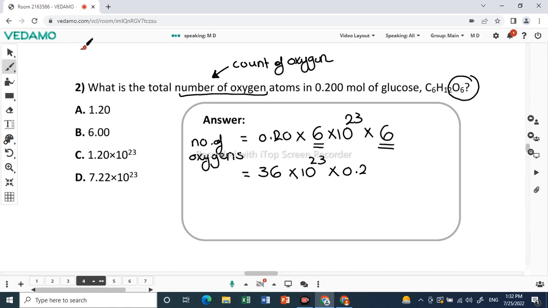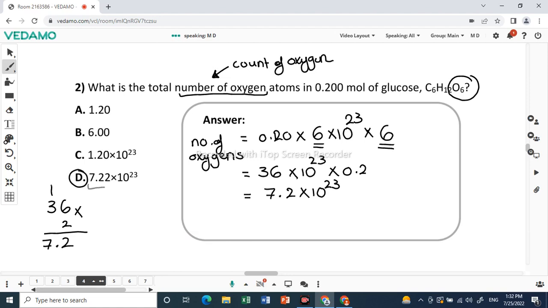Now the question is, how can we deal with a decimal if you have a multiplication? Simply, you will first take the 36 and multiply by 2, then add the decimal. So 2 times 6 is 12. Then you have a 6 and you have a 7. Now I'm going to add my decimal. So my final answer is 7.2 times 10 to the power of 23. Your final answer, of course, is answer D.